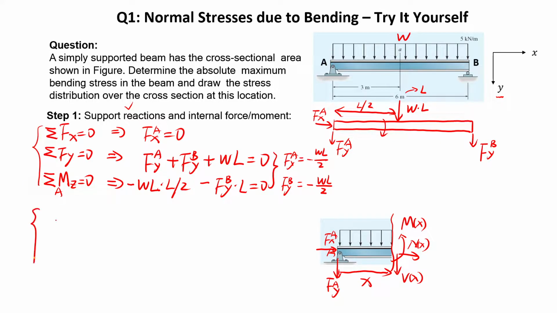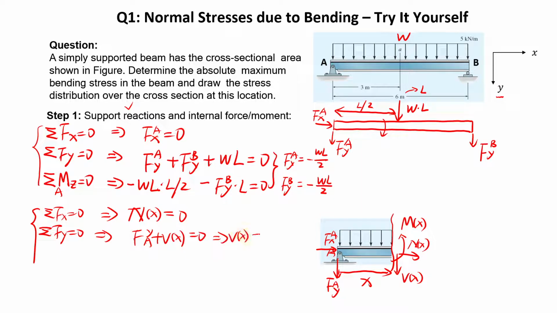Then again use these three equations, force balance. Let's use them again. Use Fx equal to 0. We find out Nx, the normal force, is 0, and Fy equal to 0, and we found Fya plus Vx equal to 0. That gives us Vx will equal to the minus Fya, which essentially is WL over 2.